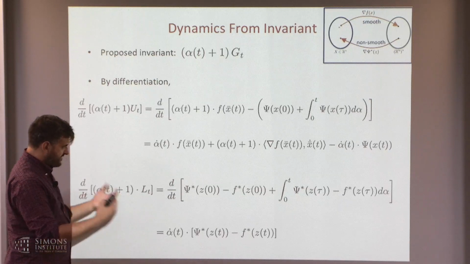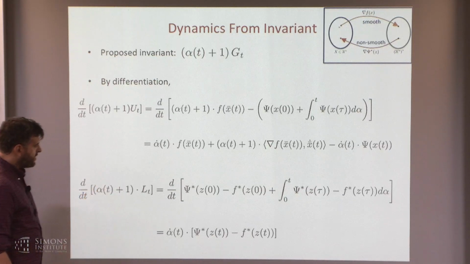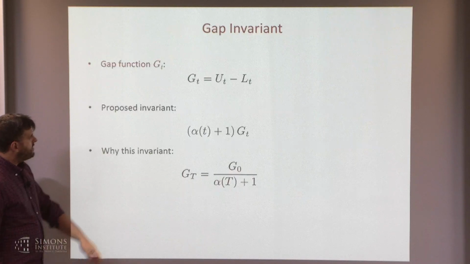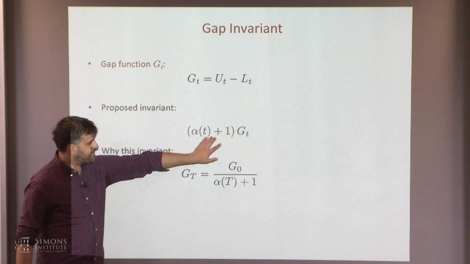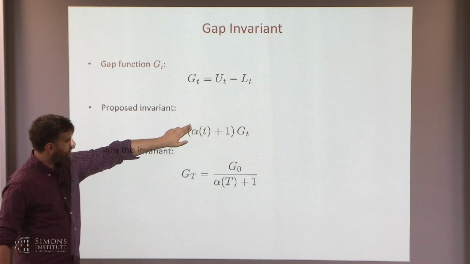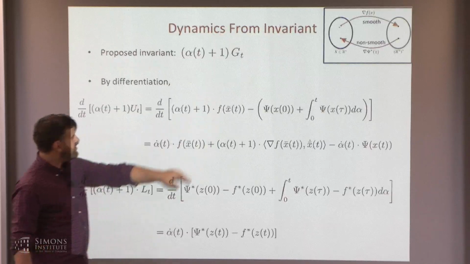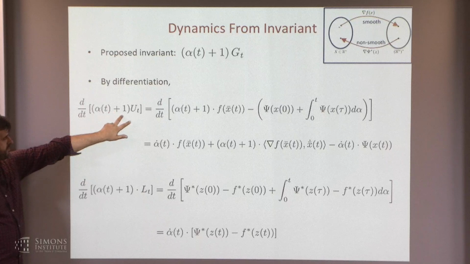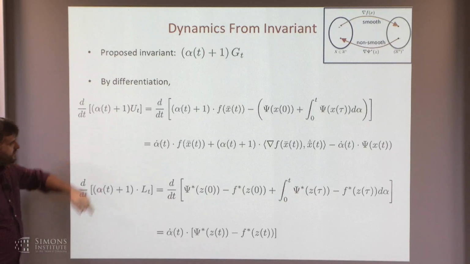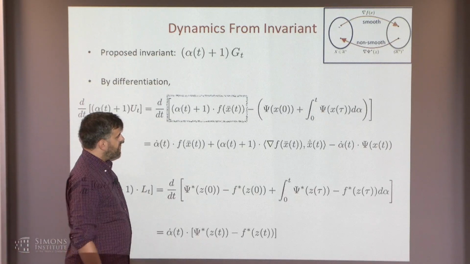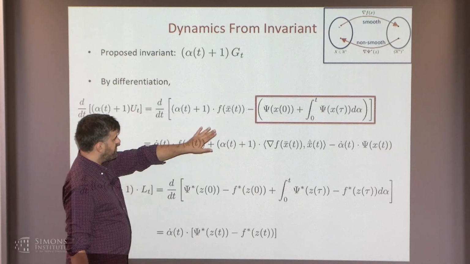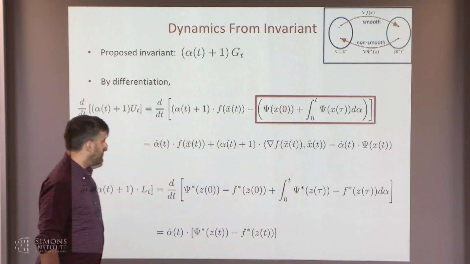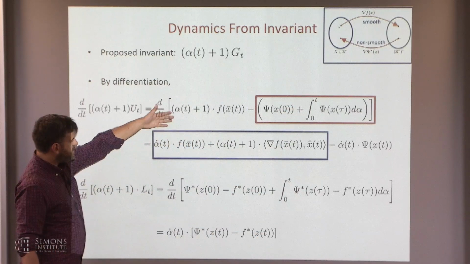Now, the rest is an exercise in differentiation, and for this example, I'm going to do it with you to show you how it works. So remember, my invariant is alpha t plus 1 times gt. I'm going to look at the contribution from the upper bound and the lower bound separately. So in my upper bound, I'm differentiating with respect to time this quantity. And what I get, so I have two terms, one from the smooth function and one from this averaging.